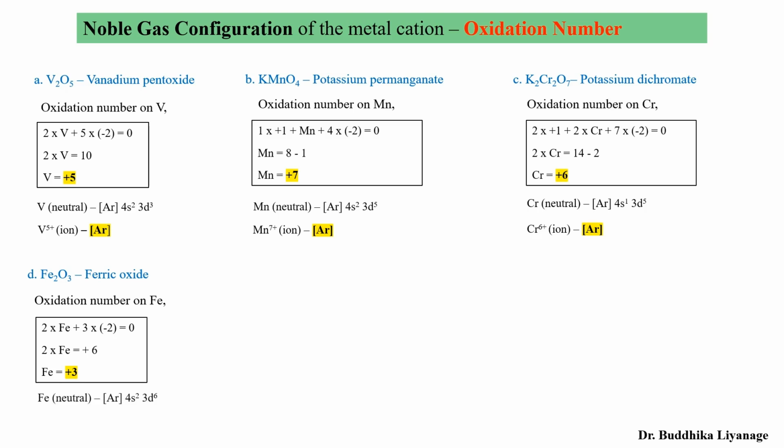Iron atomic number is 26. If we write the neutral Fe configuration, it is argon 4s2 3d6. Now what is iron 3+? Remove 3 electrons starting from the outermost shell. So here the outer shell is n equal to 4, not 3, the larger n number shell. So first remove 2 electrons, the 4s2 electrons, and then remove another electron from 3d6. Then the Fe3+ configuration is argon 3d5.